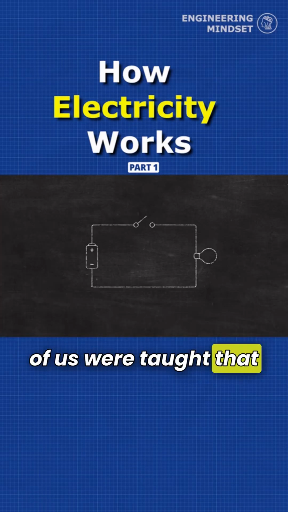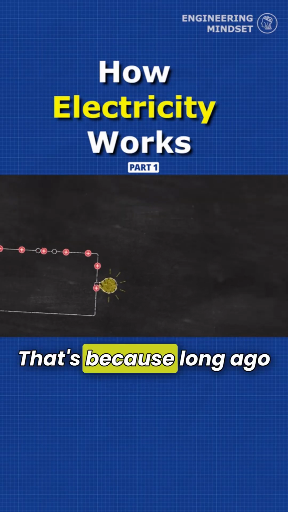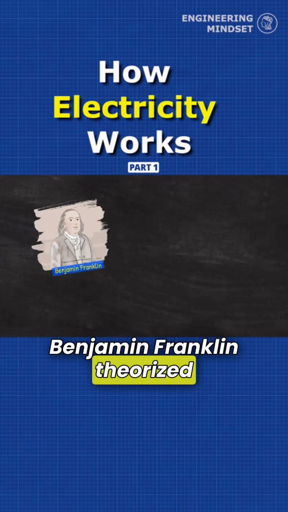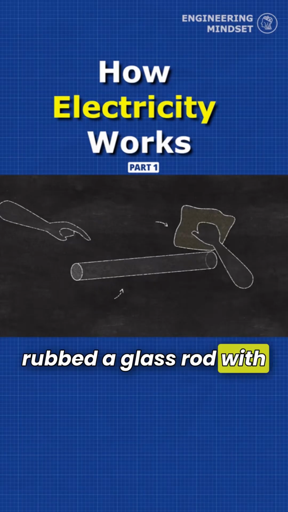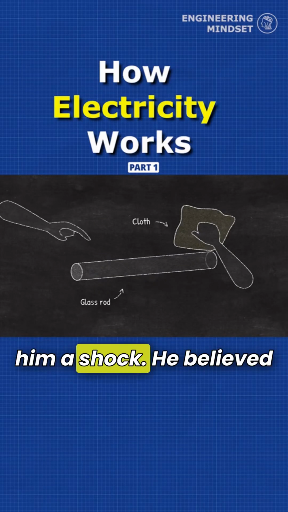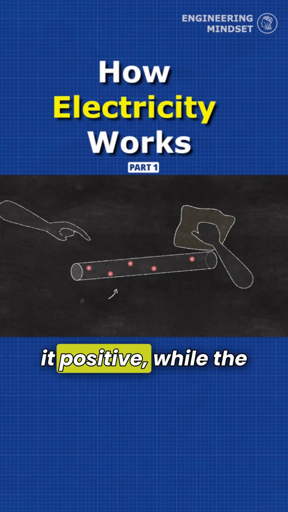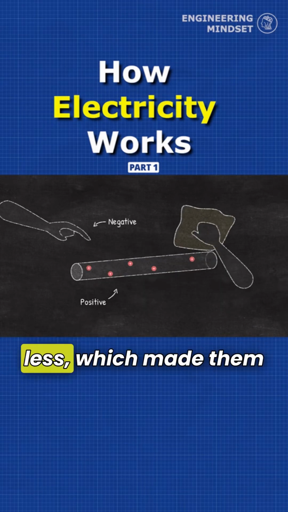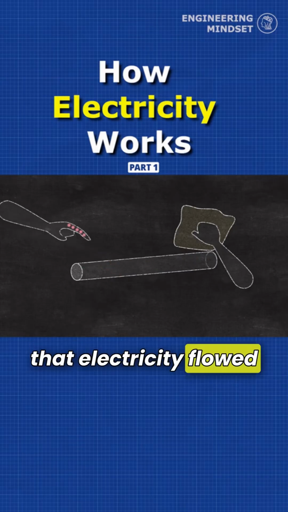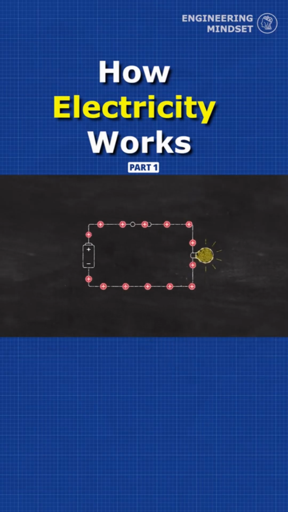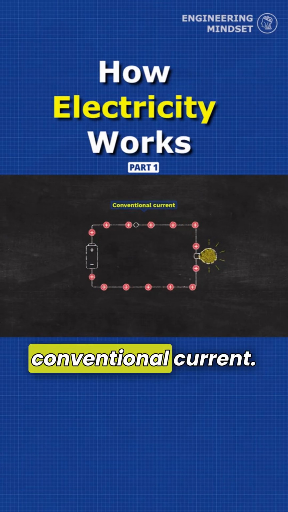Many of us were taught that electricity flows from the positive to the negative. That's because long ago, Benjamin Franklin theorized that electricity was an invisible fluid. He rubbed a glass rod with a cloth, which then gave him a shock. He believed the cloth was adding more of this fluid, making it positive, while the person touching it had less, which made them negative. So he assumed that electricity flowed from positive to negative. Schools then taught this information, many still do, and we call this conventional current.